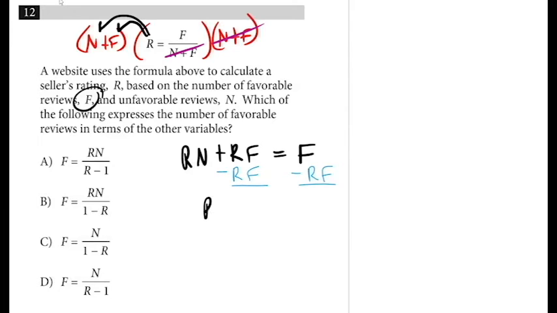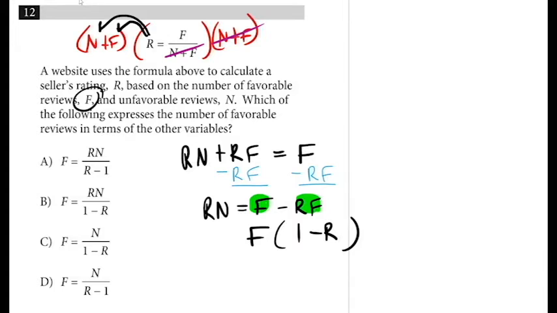When you do that, you get Rn equals f minus Rf. Having both of the f's on the same side allows us to factor out the f because there's a GCF here. Both of these green terms have a factor of f, and if I divide them both by f, I get 1 minus r remaining. On the left-hand side, we still have Rn.